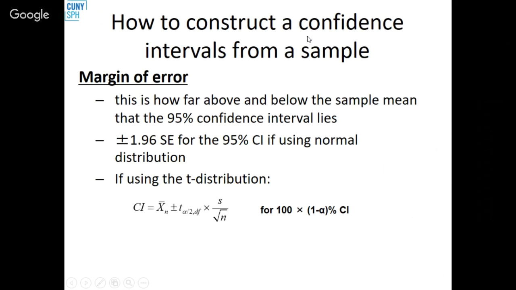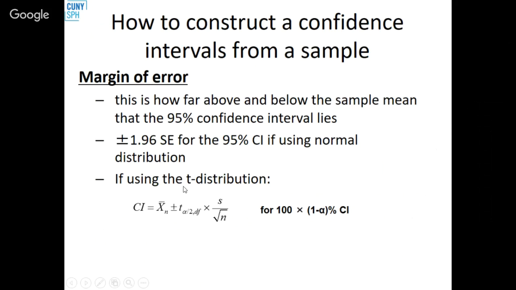So to construct a confidence interval from a sample, you have to calculate this margin of error. And that is the amount above and below the population mean that your 95% confidence interval or any other confidence interval lies. So if we're talking about 95% confidence intervals and our sampling distribution is normal, then the margin of error is 1.96 standard errors.